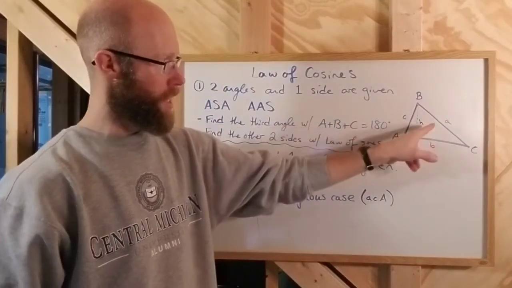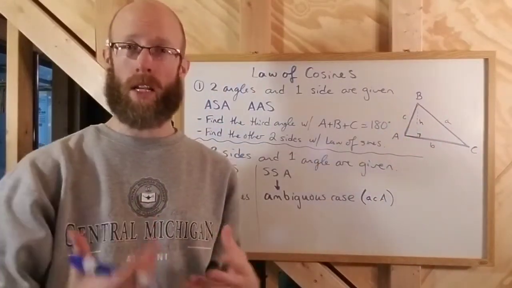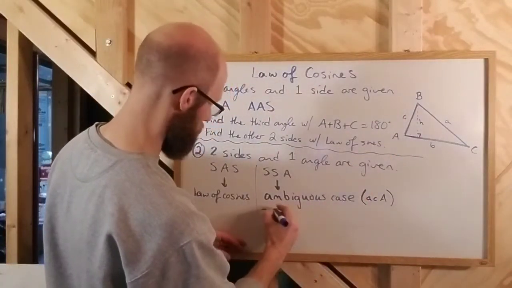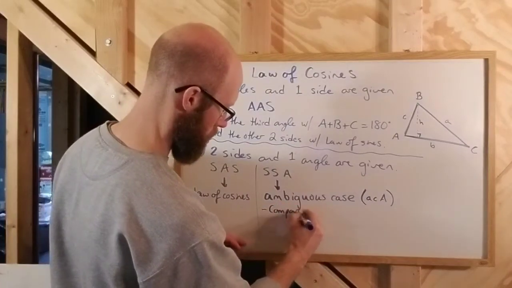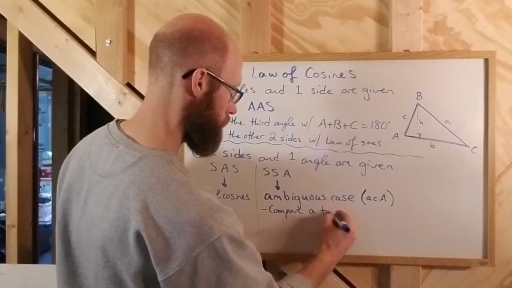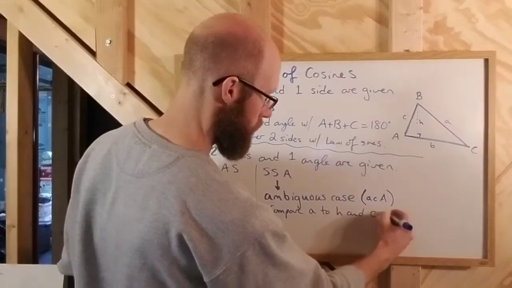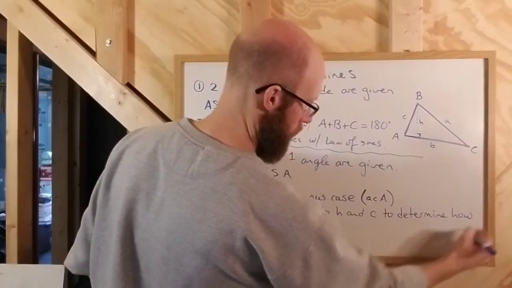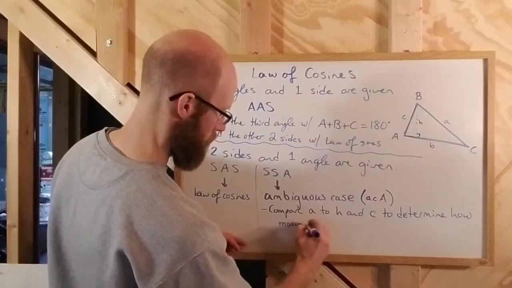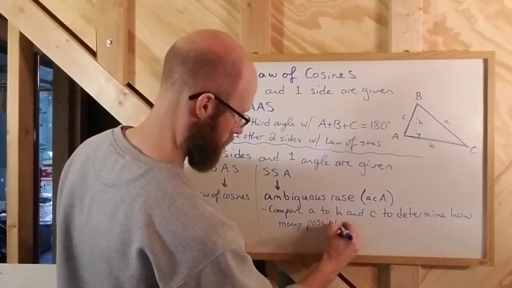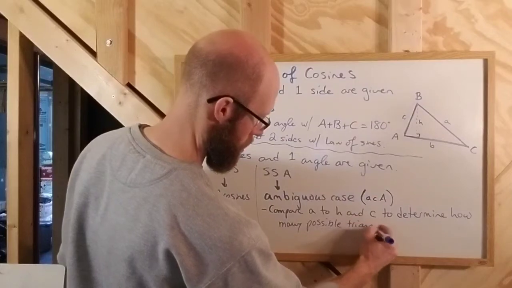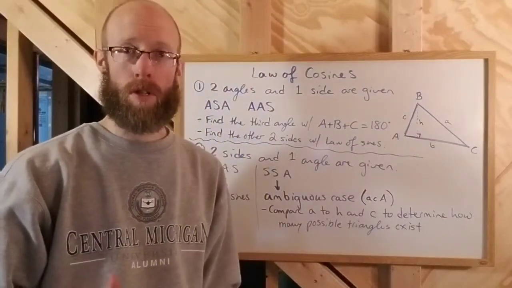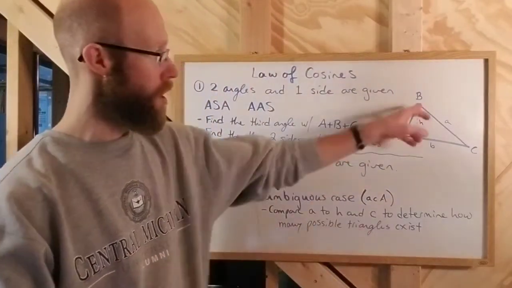You have to compare A to H and C to determine how many possible triangles there are, okay? So that's the first thing: compare A to H and C to determine how many possible triangles exist. Okay? So we know that there could be 0, 1, or 2 depending upon how long side A is, right?